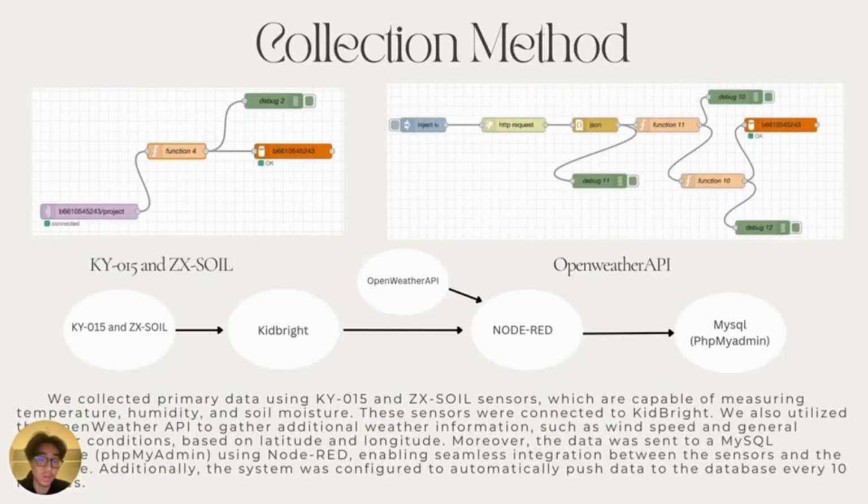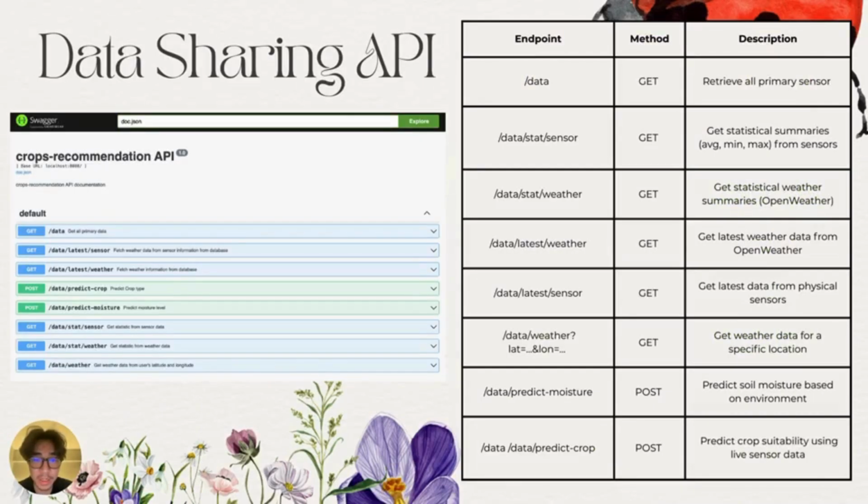And this is how we collect the data. We use the sensor to connect to the KitBright, and then we use Node-RED to transfer the data into the database, which is phpMyAdmin. And for the Open Weather API, we do the same. We use Node-RED to transfer the data also, and we collect the data around every 10 minutes. And this is our API endpoint, which allows external applications to access the data that we keep in the database, and we will demo it later.